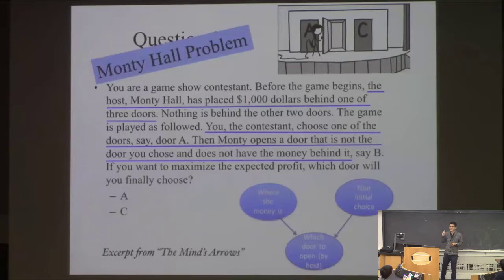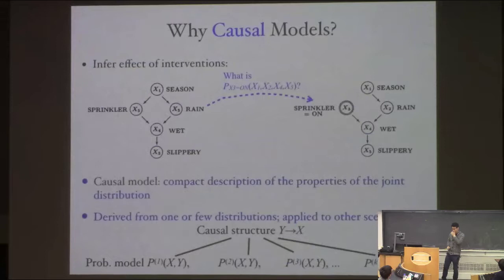And then after some calculation, you say, oh, now I have to change my mind. The chance for you to get money will be much higher. Actually, it's from 1/3 to 2/3. Now you can see, whenever you make a decision, you have to care about the underlying causal information, the causal process. Okay? Why do we use causal models? So I give two reasons over here.